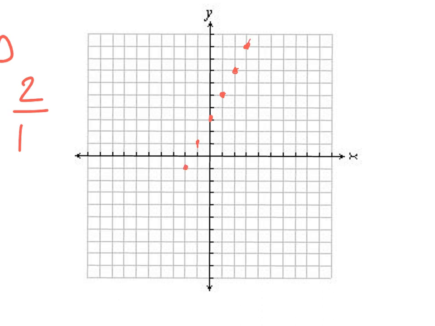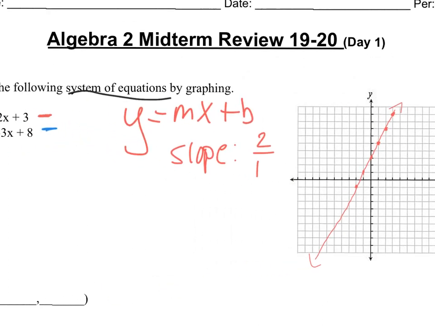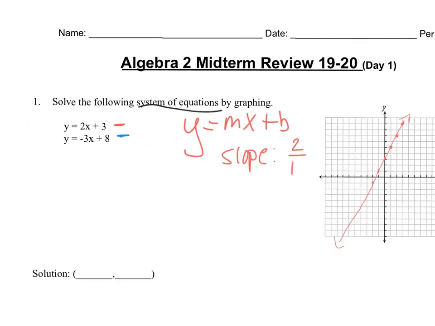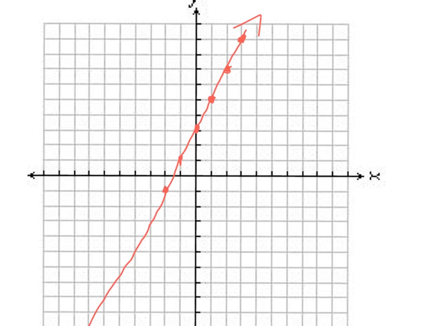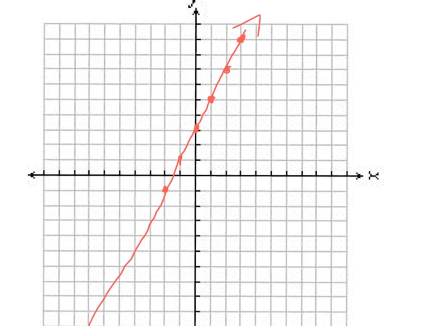So I'm just going to kind of sketch this. Hopefully I can do okay here. And yeah, that works. Okay, so that's our red line. Our blue line is going to be right here. Our y-intercept looks like it's 8, so I'm going to come over here: 1, 2, 3, 4, 5, 6, 7, 8, right up here.